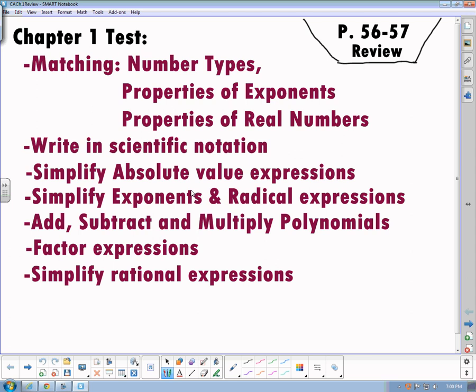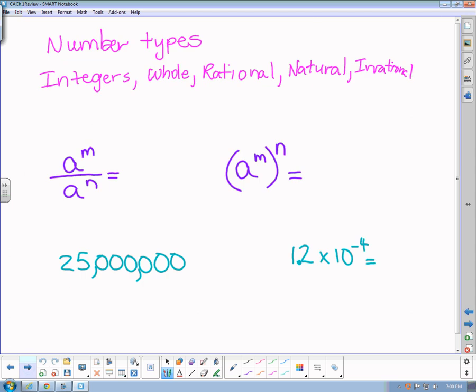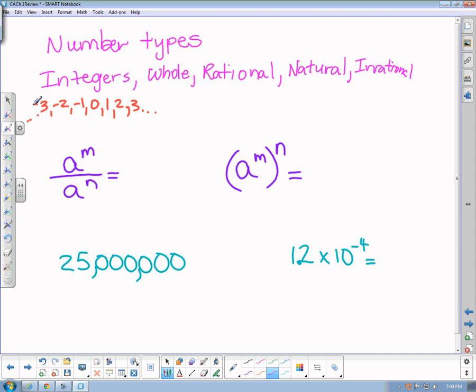So, starting with number types, integers, remember, are those things like -3, -2, -1, 0, 1, 2, 3, and so on and so forth. It does not include anything in between those numbers. It's just those that I've listed. Whole numbers are those that start at 0 and then go to 1, 2, 3, 4, and so on and so forth. It's the positive integers and 0.